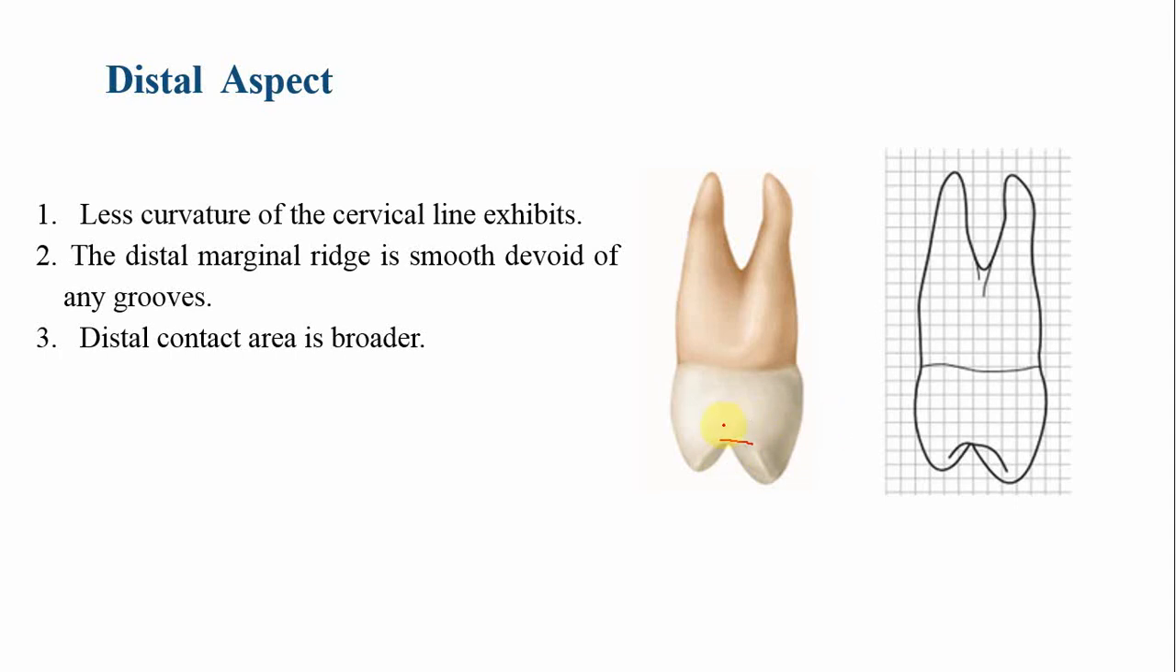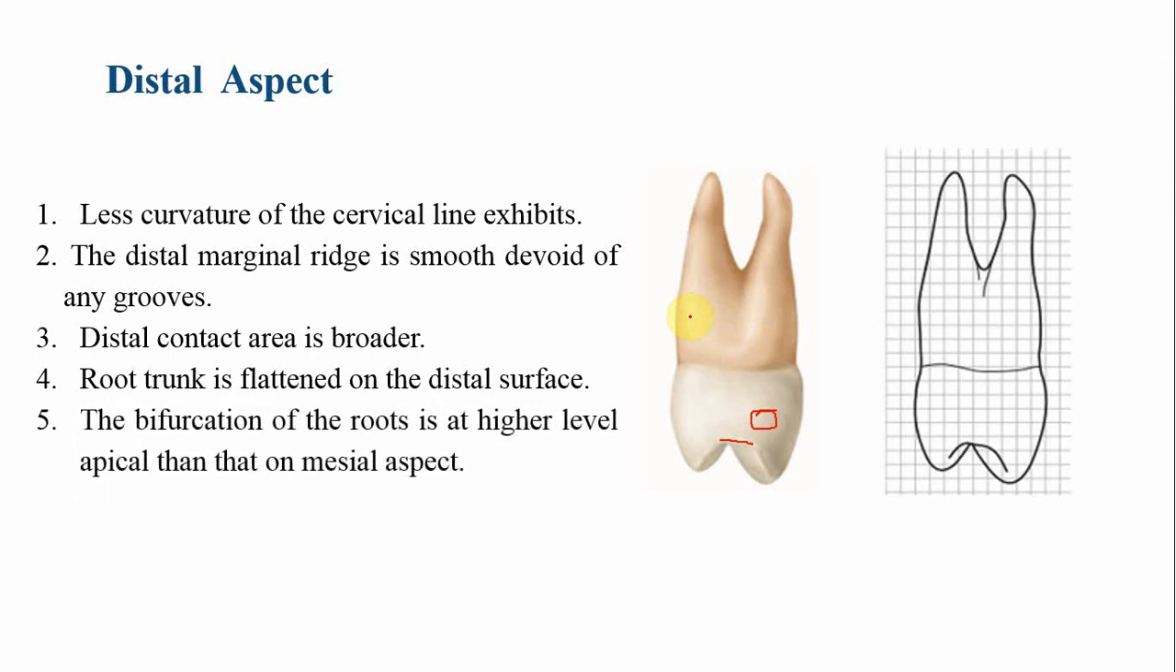The distal contact area is broader and more buccally located, also nearly at the same level, slightly occlusal to the center of the crown, but it is broader and more buccally placed. The root trunk is flattened. As you can notice, the surface of the crown is convex and smooth, there is no depression here, and the root trunk also is flattened with no depression or deep grooves as found on the mesial aspect. But the bifurcation area is at a higher level. The bifurcation of the root is located at a higher level distally. It's more apical than the bifurcation area on the mesial aspect.